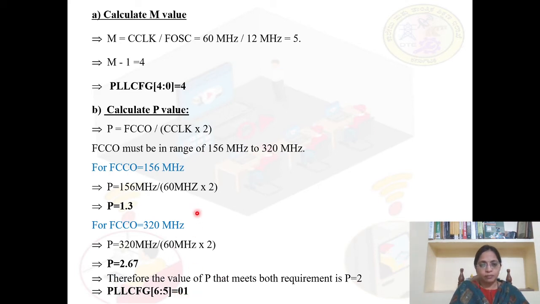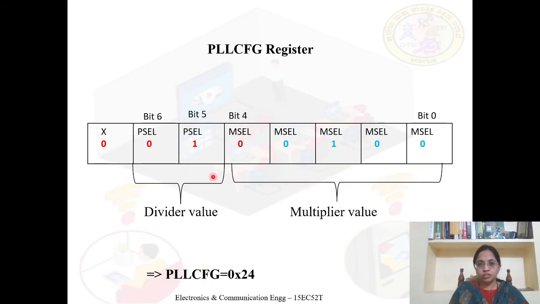Okay. So we have calculated the M value should be equal to 4 and the P value should be equal to 1. So this M and P value should be stored into which register? Into the PLL configuration register. This is the PLL configuration register. It is an 8-bit register. These bits represent the divider values and these bits represent the multiplier values. So here I have to store the multiplier value as 4 and the divider value as 1.